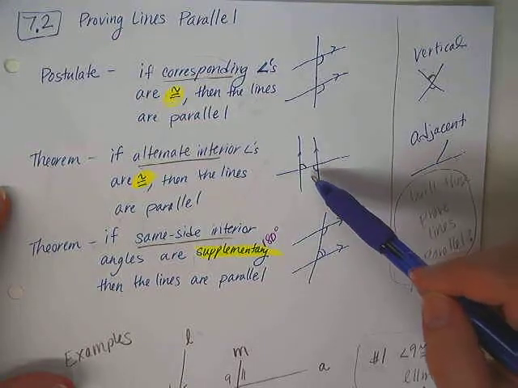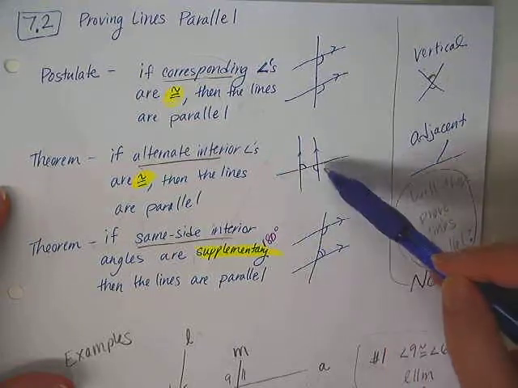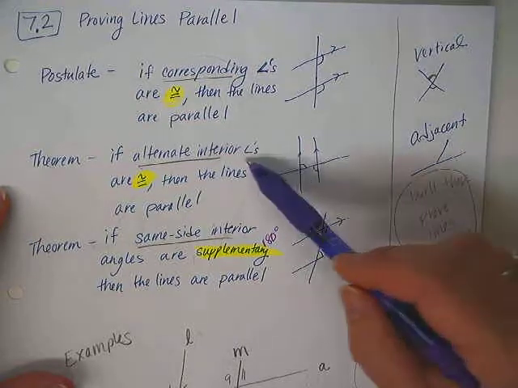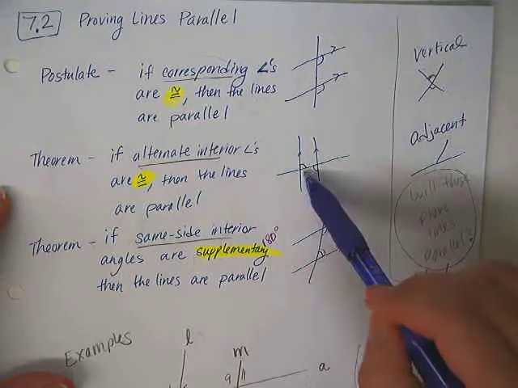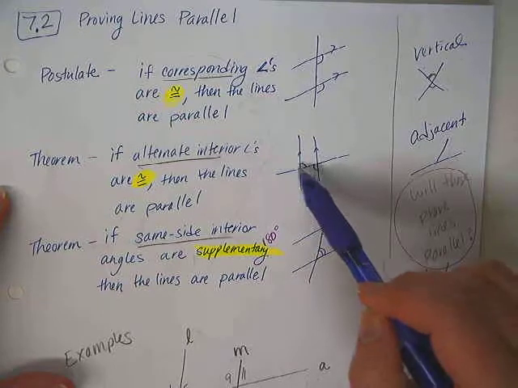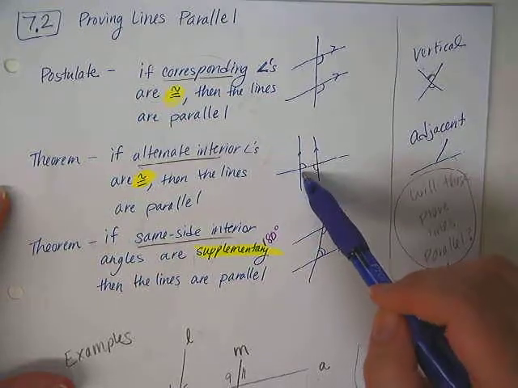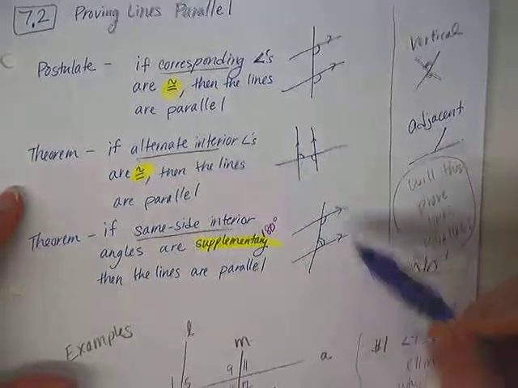This one is alternate interior angles. There are two pairs of alternate interior angles in this picture. There's one here. Notice they are on alternate sides of the transversal, but they are inside the parallel lines. That's where the word interior comes from. Interior is inside the parallel lines. Alternate is on opposite sides of the transversal. So there's another pair of alternate interior angles here.